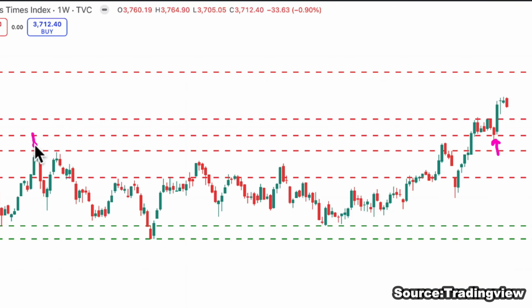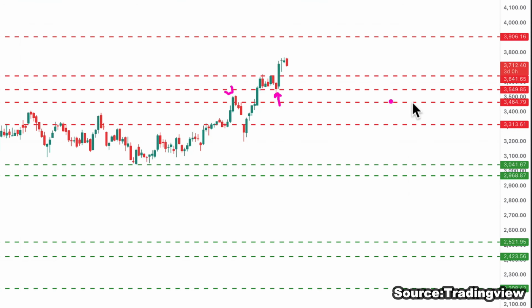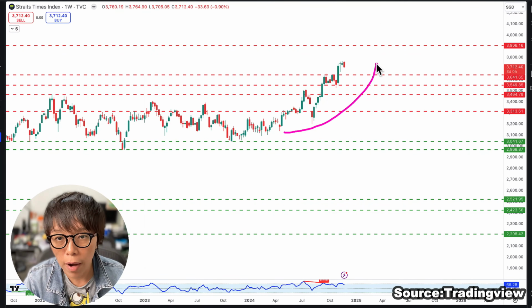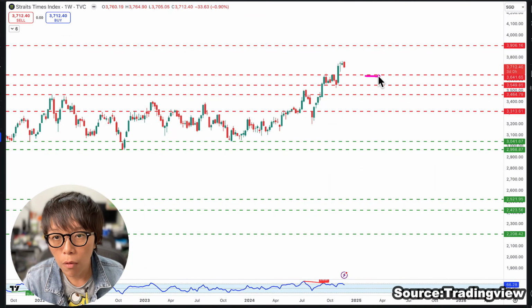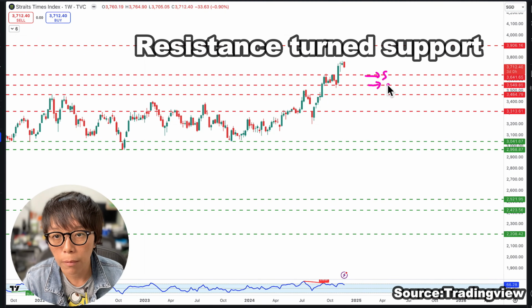And I do have some highs here, and then one more high here. So in this case, this is also important. We have right now 3,464, 3,549, and about 3,640. And since the price is right now above all these levels, we call these levels the support levels.